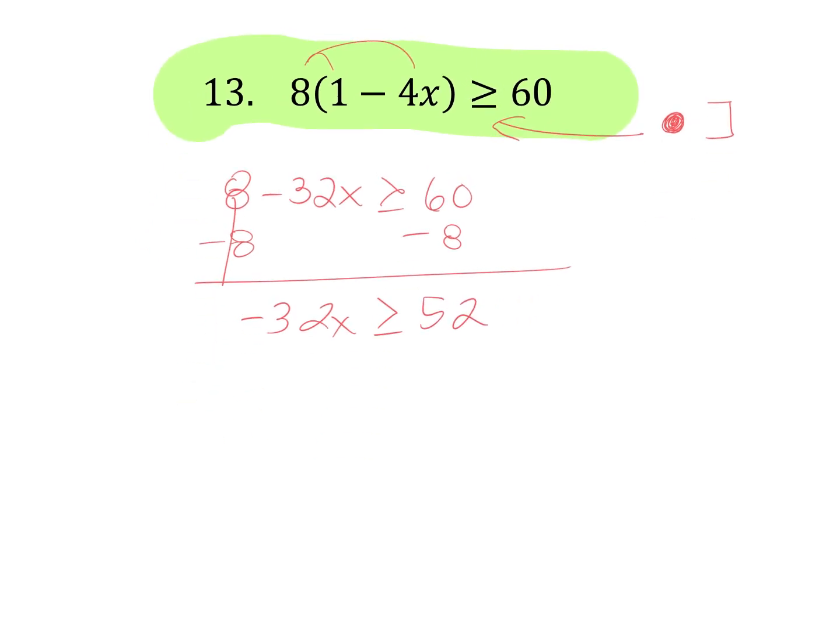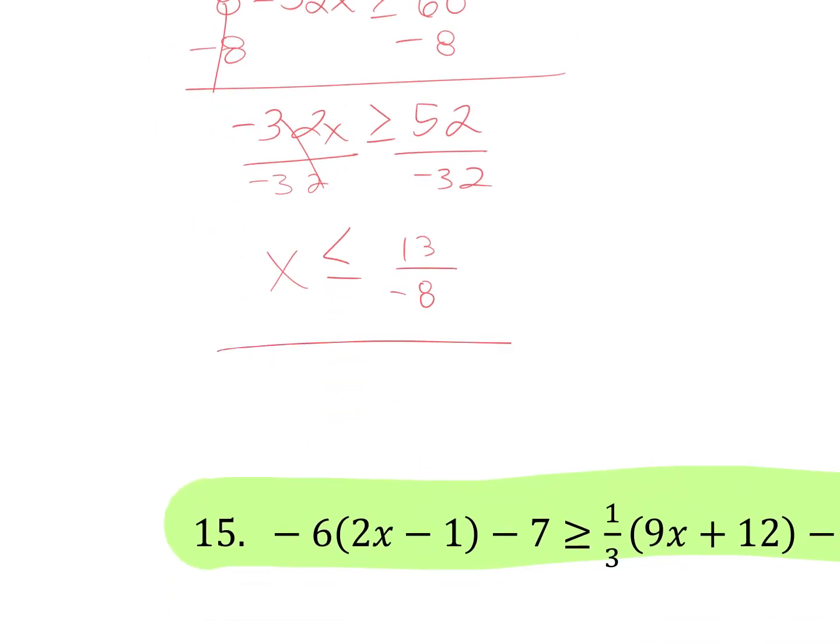Okay, now what? What happens when you divide or multiply by a negative number? You flip the inequality sign. You can simplify 52 over 32. If you divide top and bottom by 4, you get 13 over negative 8. So there's part number 1 to your answer. Part number 2 is your graph. So I need to see 0, and I need to see negative 13 over 8. What kind of a dot do I have at negative 13/8? It is closed. Good. And which way do I shade? To the left.